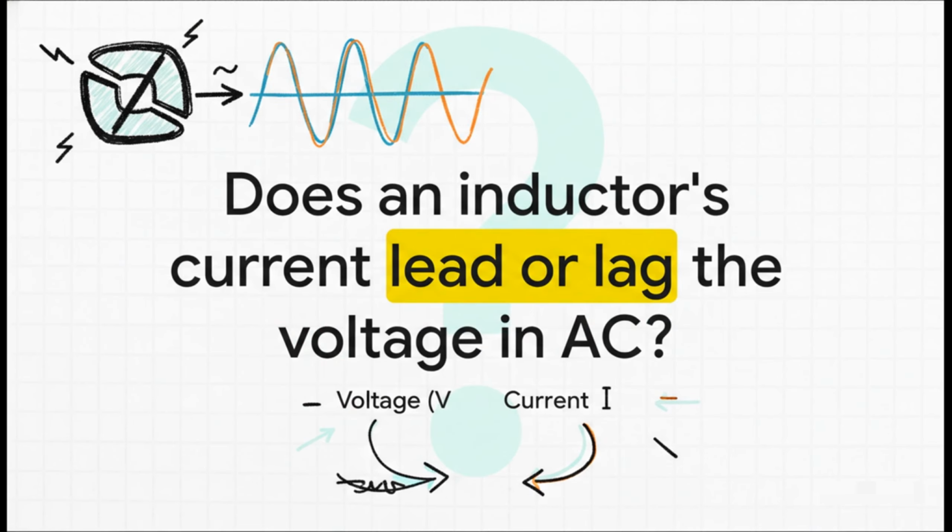So let's just get straight to the point. When you have an inductor in an AC circuit, what's the deal with the voltage and current? Are they perfectly in sync, or does one get ahead of the other? The answer here is a real cornerstone for understanding how AC power works.